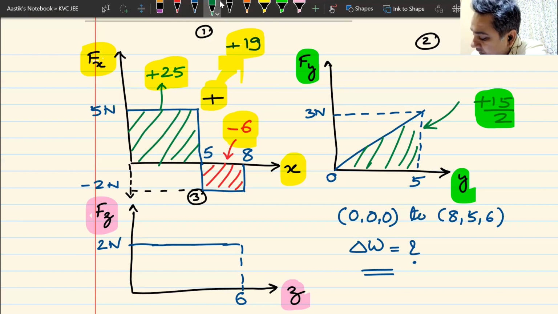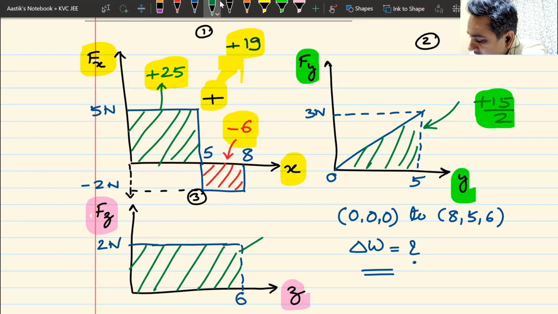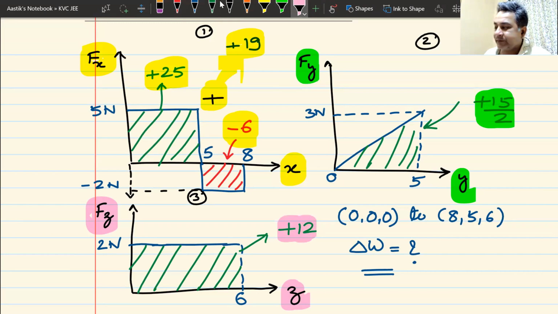Now I can move further ahead and find the third area. This is the third area. It has to be positive as well. 2 multiplied by 6, plus 12. That is the third area. I've got the 3 areas. But the question was not finding out the areas. The question was, what is the work done by this force? And what is the answer for this one? How will I get the work done by this force?